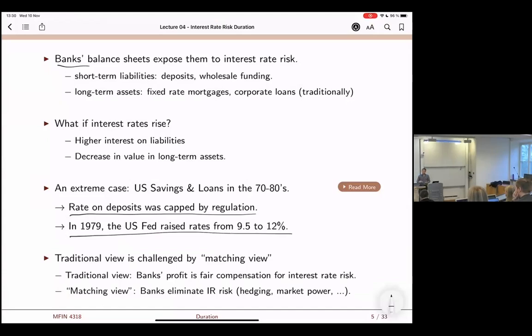So how do I do that? Well, I issue mortgages with a varying rate. I also go to corporations and I tell them, look, I would like to lend to you, but let's do it with a floating rate, right? A rate that adjusts as a function of the interest rate environment.